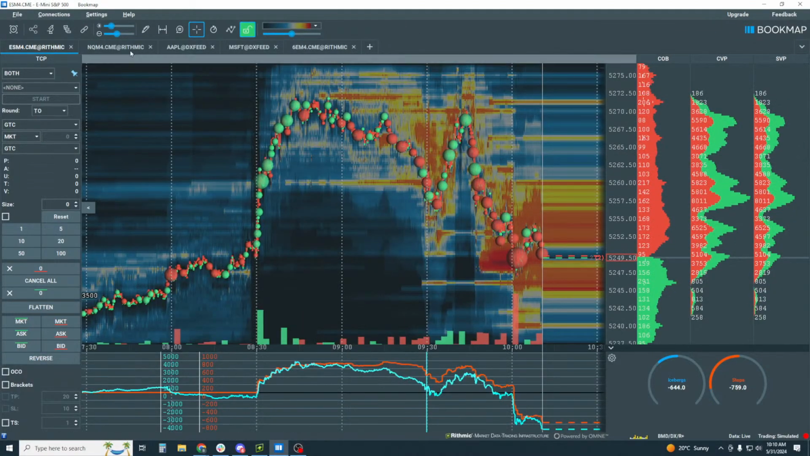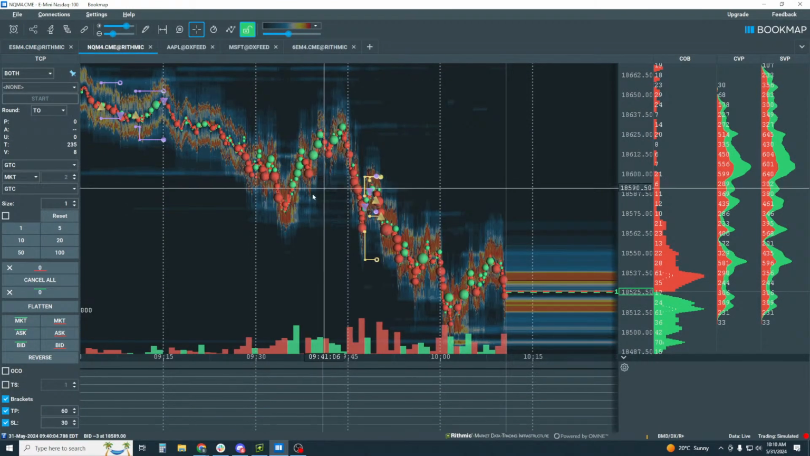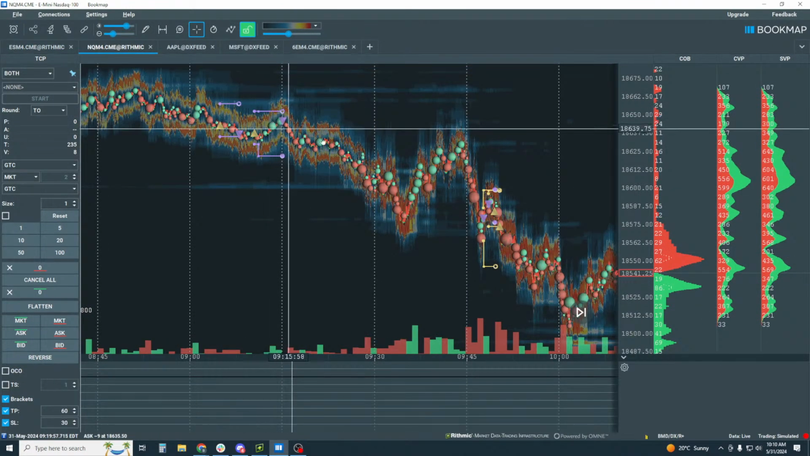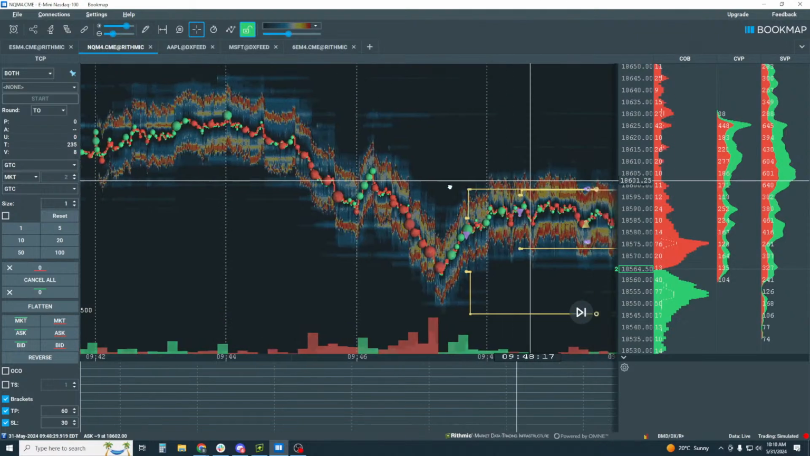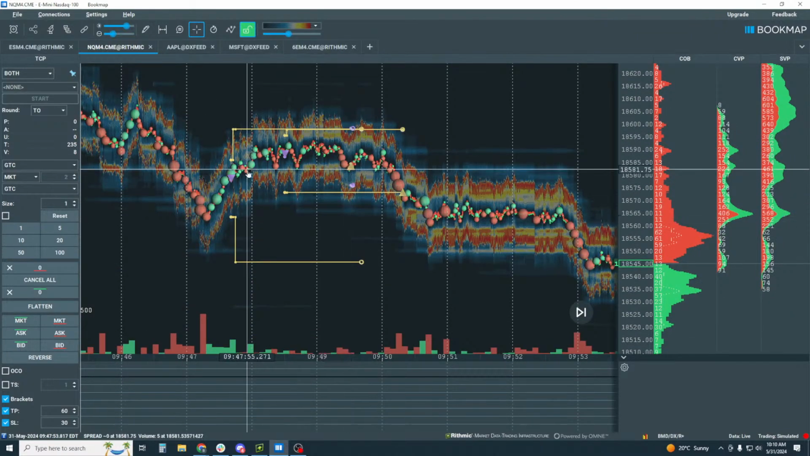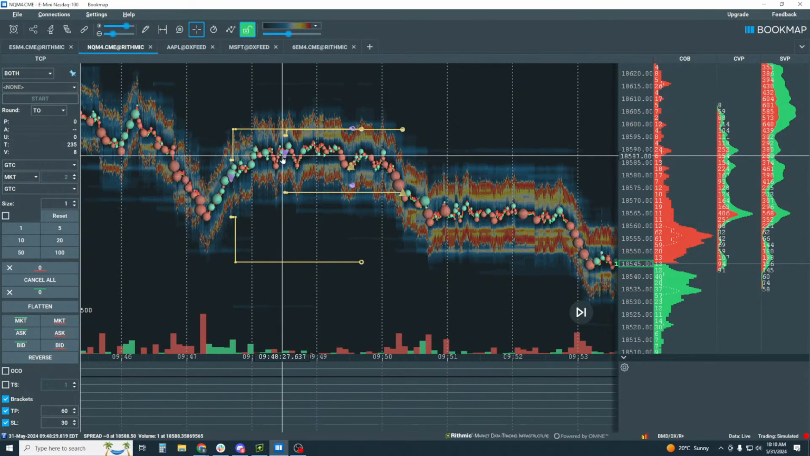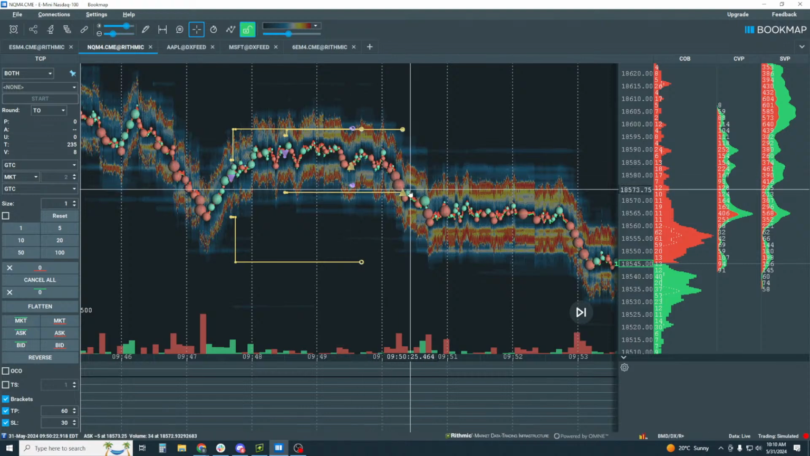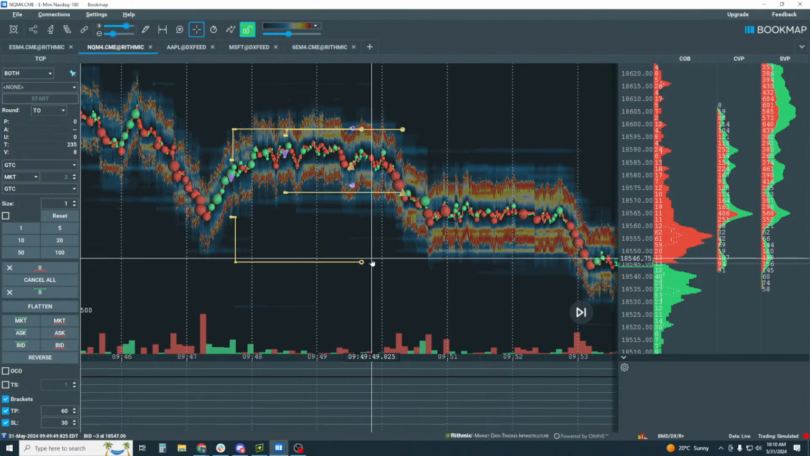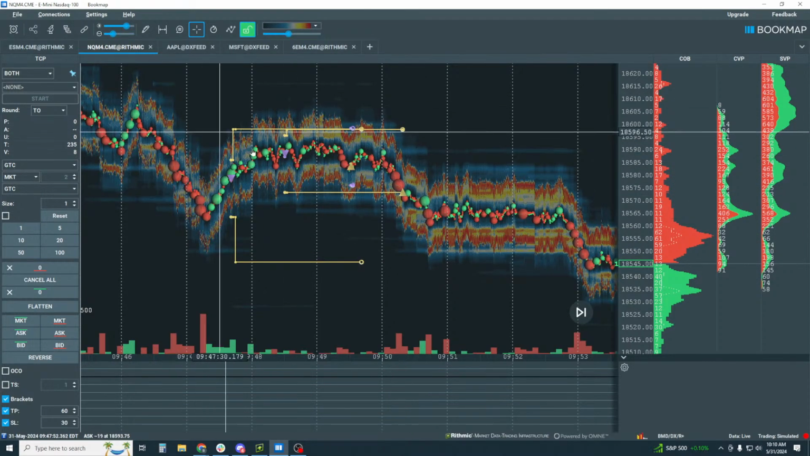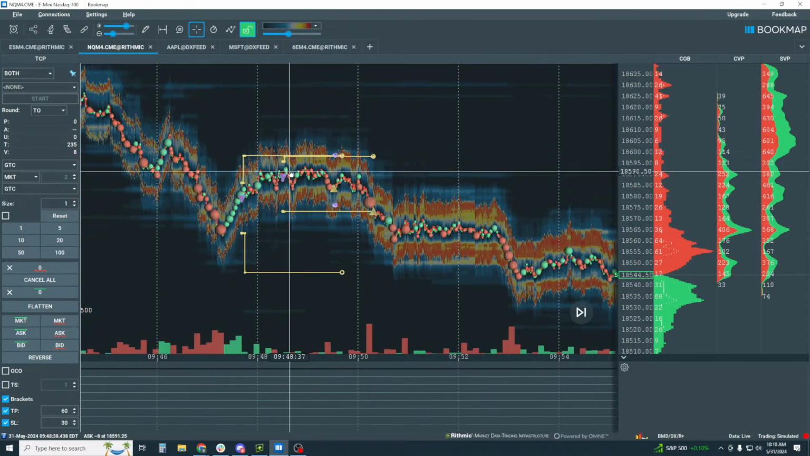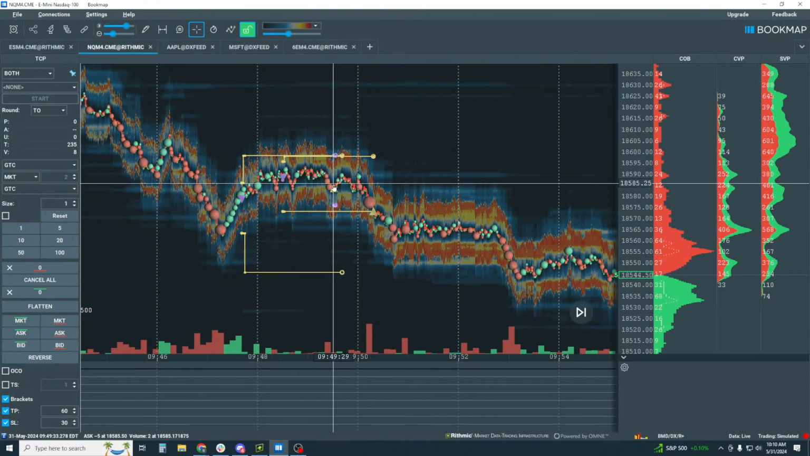Like, for example, here I took some trades earlier in NASDAQ, one here, another one over here, and you can see exactly where I got in. You can see exactly where I got out. You can see how I managed the trade. So it's not just about your setup, it's about the management.